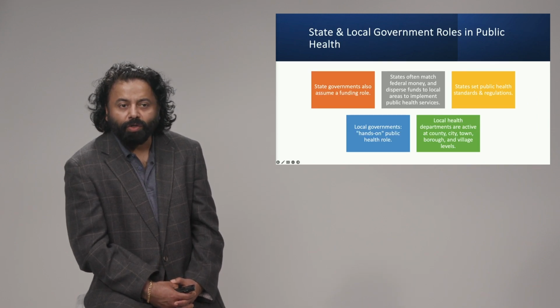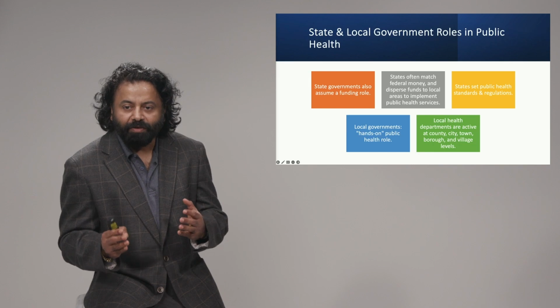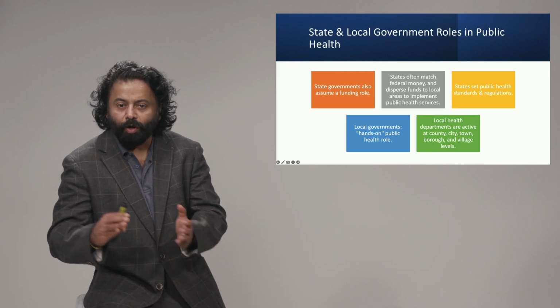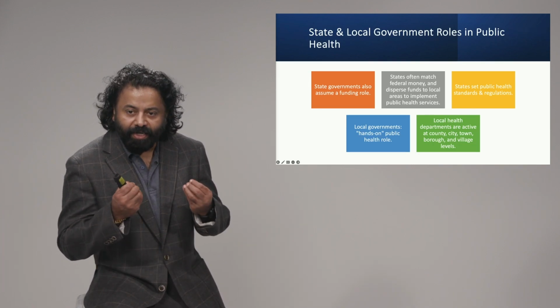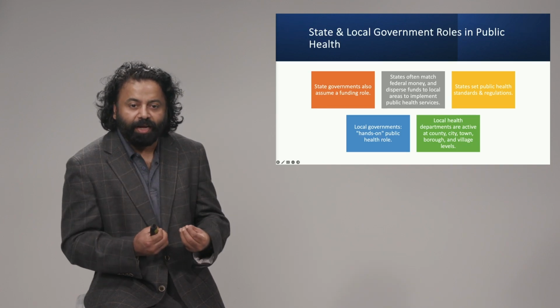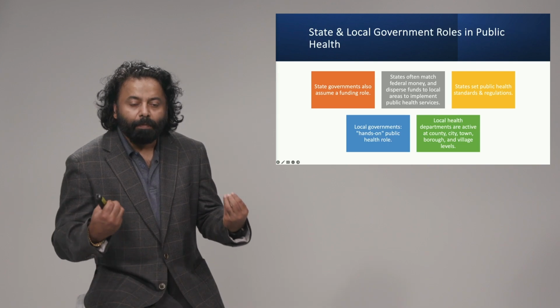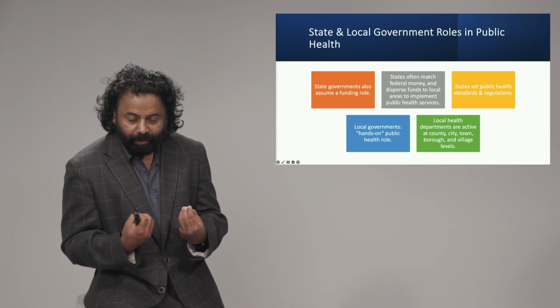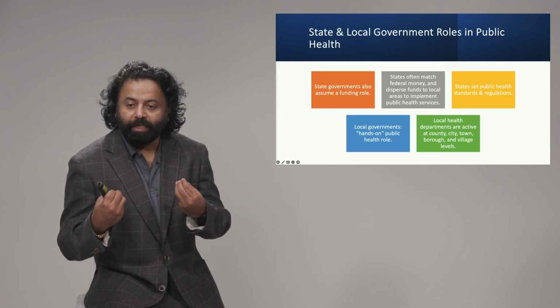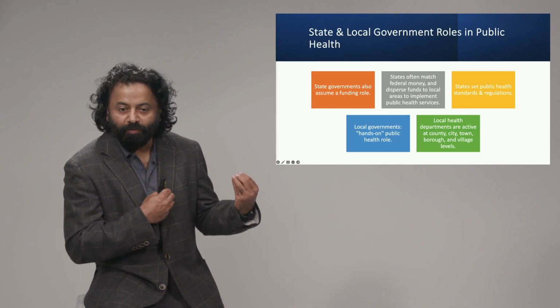State governments also fund public health, often matching federal funds and distributing the total to local areas for services. They establish public health standards and regulations. Local governments, particularly health departments, play a direct role in public health. They interact with citizens at the county, city, town, borough, and village levels.